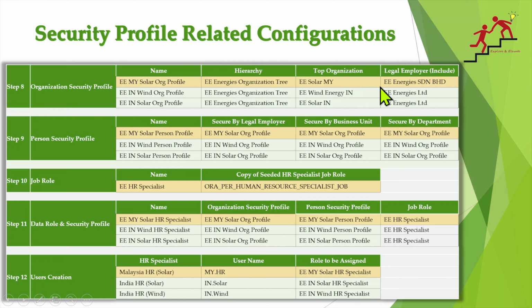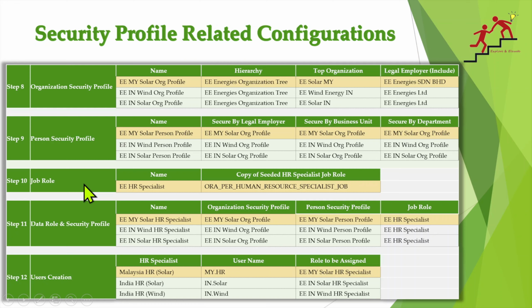And we are adding the respective legal employer as well here to align with the hierarchy. Now this organization security profile would grant access to EE Solar MY business unit and its child organizations along with this legal employer. We need to repeat the same configuration for the other couple of business units in India as we see here. And the next step is to configure the person security profile. Here we will create one for each business unit and we will assign the respective organization security profile we created at step 8.